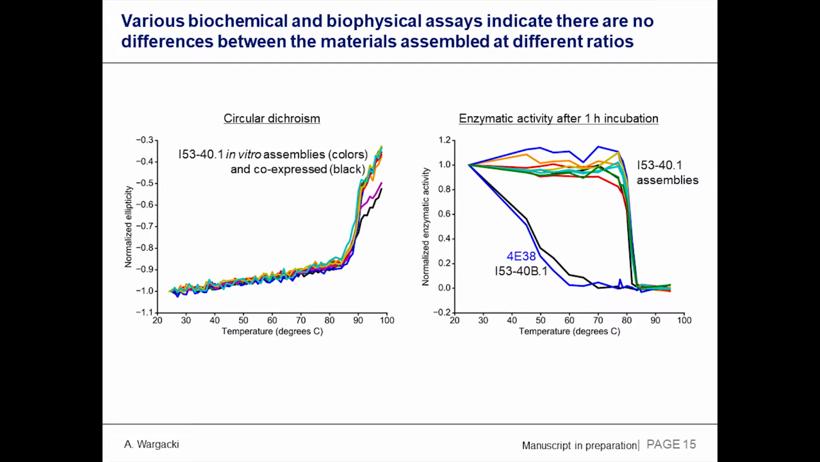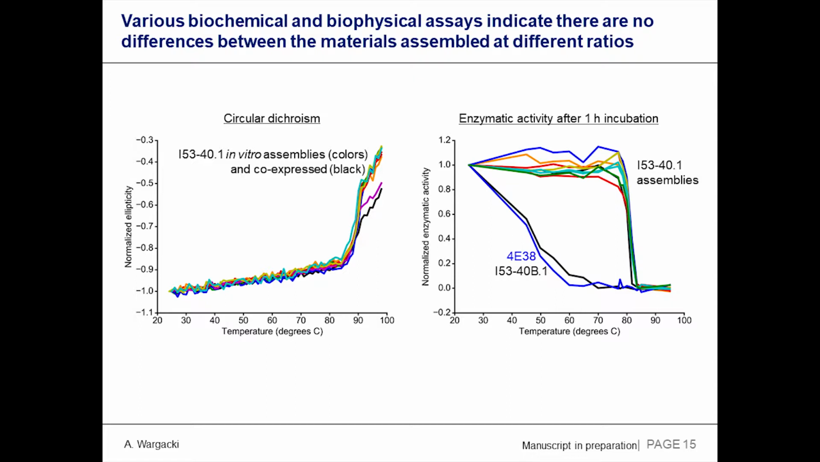So then we threw a slew of biochemical and biophysical assays at these things to see if we could detect any difference in the assemblies that we generated at different subunit stoichiometries, right? If there are holes, we would expect that particle to maybe be less stable. We didn't find that to be the case. So no matter what the subunit stoichiometry, the thermal melt by CD looks identical.